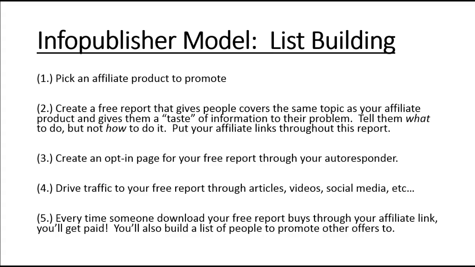And so throughout your report, you would say, would you like to learn more? Then click here. Okay, and then that would be to your affiliate link. And so that's a good way to make commissions with affiliate marketing, and also get people on your list, because what you're going to do is create an opt-in page, which is step 3. Create an opt-in page for your free report to have people sign up through your autoresponder. Okay. And then after that, you simply drive traffic to your free report through articles, videos, social media, all those different sources out there. And then number 5, every time someone downloads your free report and buys through your affiliate link, you'll get paid, like I mentioned earlier.